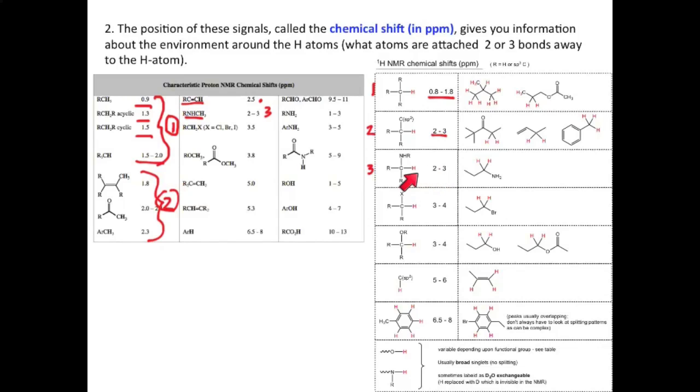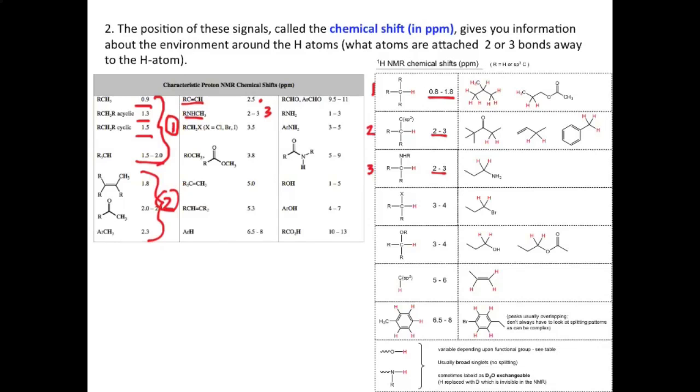And we can see that here. H connected to sp3 carbon connected to N. That should have a chemical shift of between 2 and 3 ppm, and you can see our example here, H to sp3 to N. All right. Notice there's hydrogens here. Those are not 2 to 3. That would fall into this category of 0.8 to 1.8. Right, so I'm just talking about the hydrogens in red.